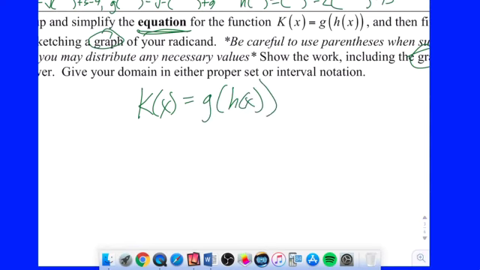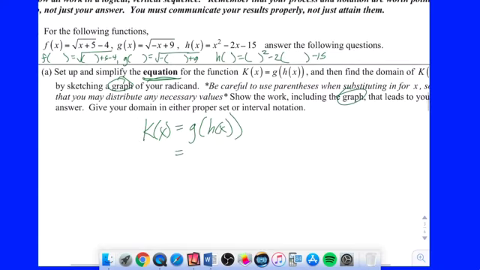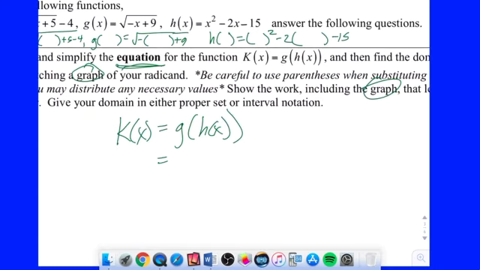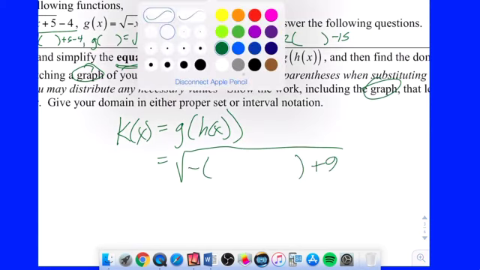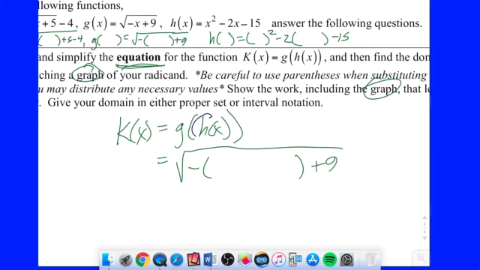Do I have an equation? Yes, it's k of x equals. Now you can work straight down without rewriting k of x. We're going to plug h into g. So here's the g function. The outer function is the square root of negative blob plus 9. And what am I plugging in for the parentheses? H of x, which is x squared minus 2x minus 15. That is your setup. If you don't have that, you're probably not going to get the answers right.